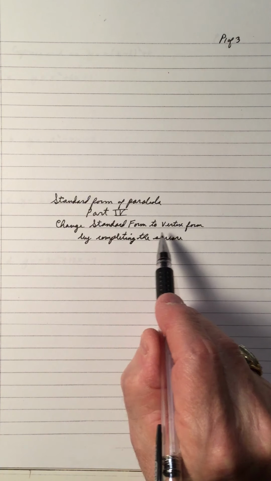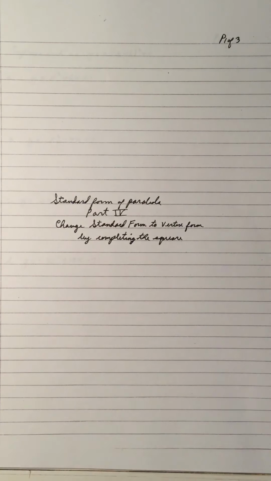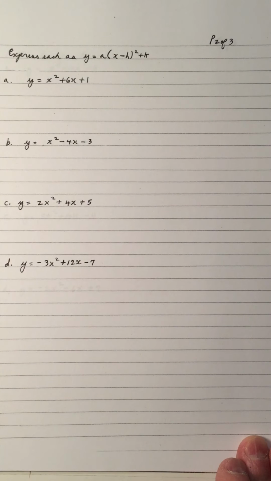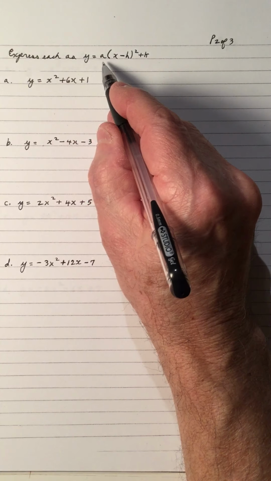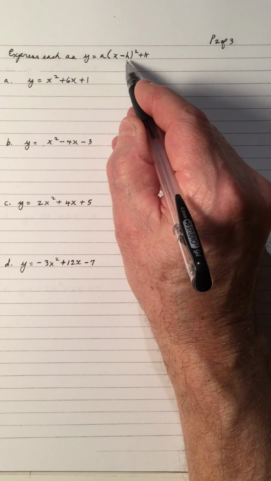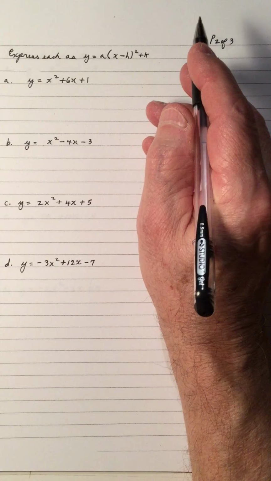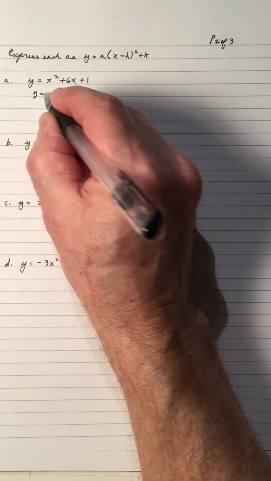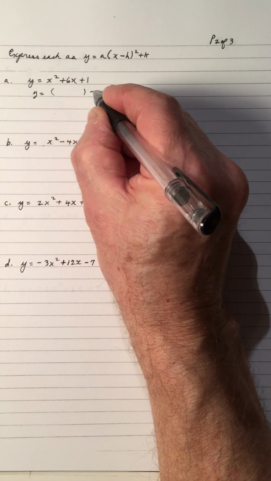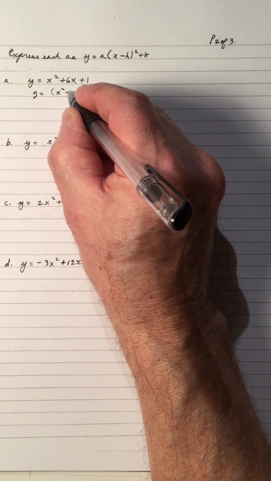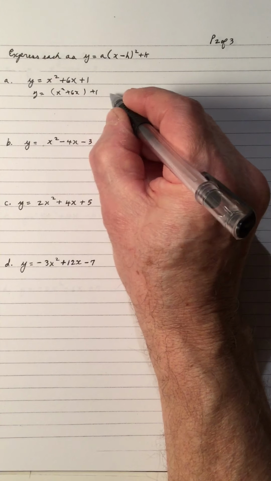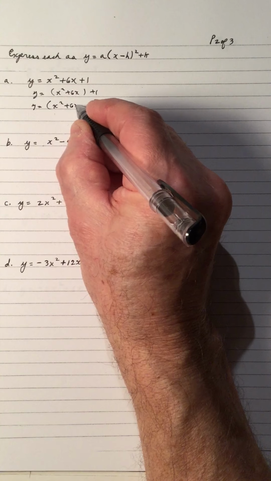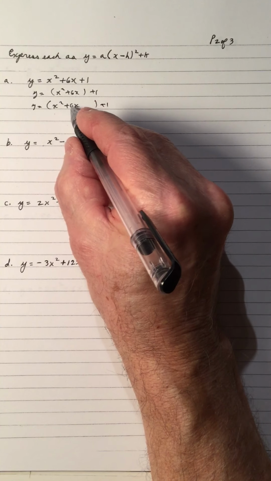Change standard form to vertex form by completing the square. Express each as y equals a times bracket x minus h all squared plus k. And we're going to do this by completing the square. So what we do first is separate the x squared plus 6x, move the 1 away, and then I'm going to complete the square on 6.